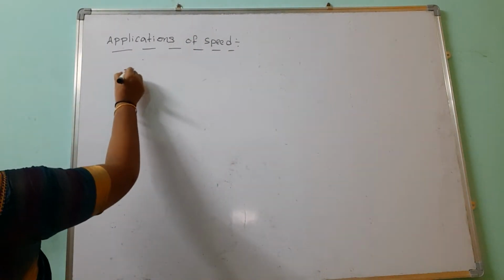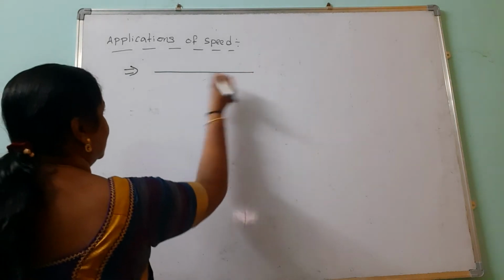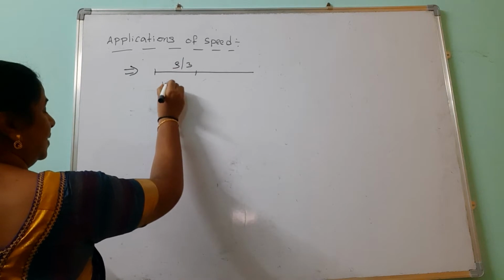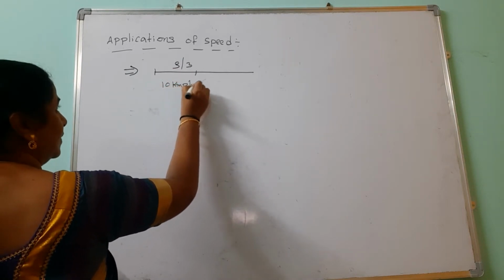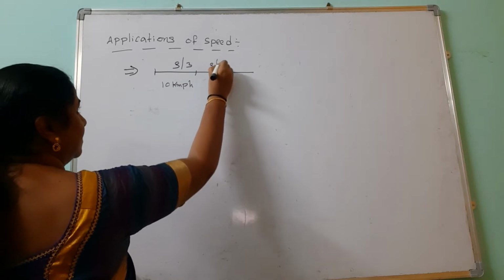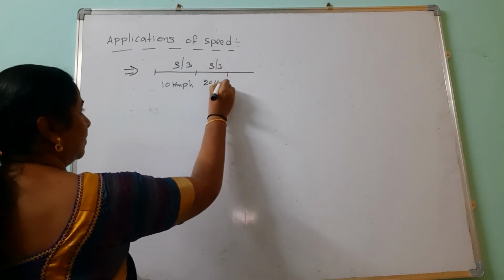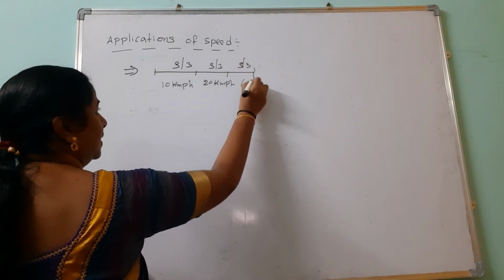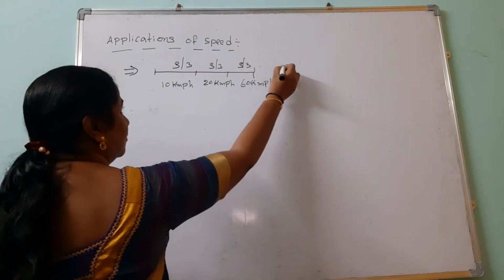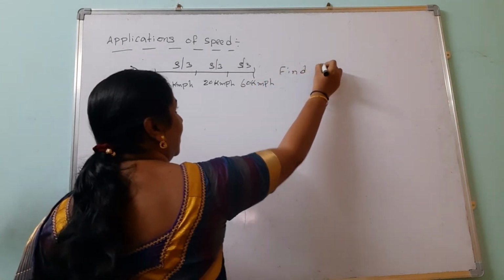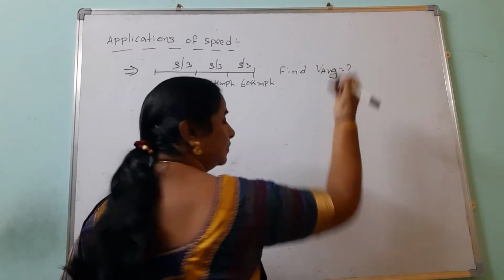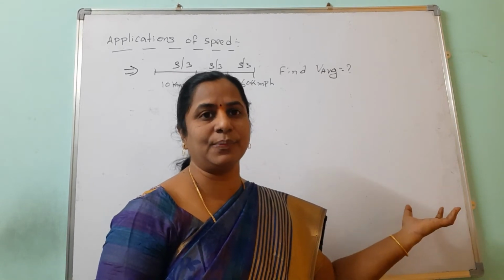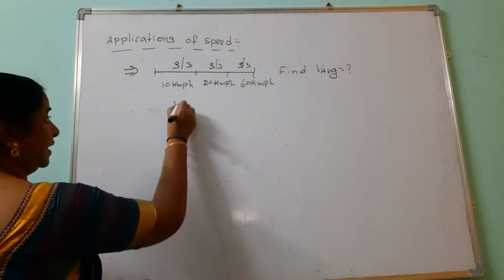See, if the body covers 1/3 of the distance at 10 km/h, the second third of the distance at 20 km/h, and the last third of the distance at 60 km/h, find the average speed. Yesterday we discussed a few applications in the previous video. Here, average speed, we should find directly.